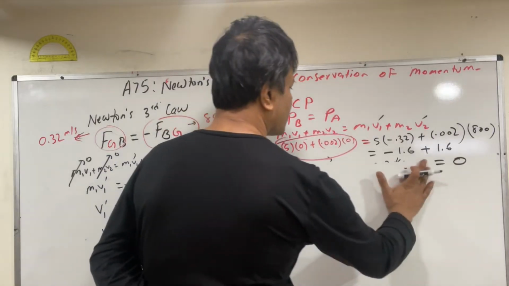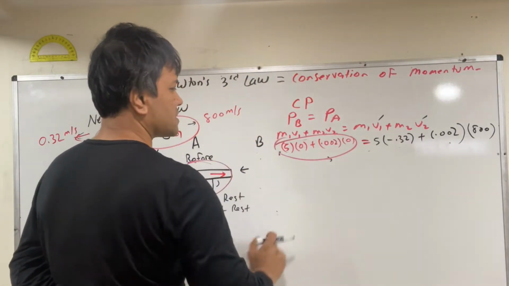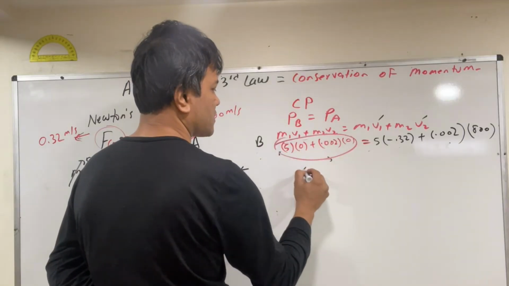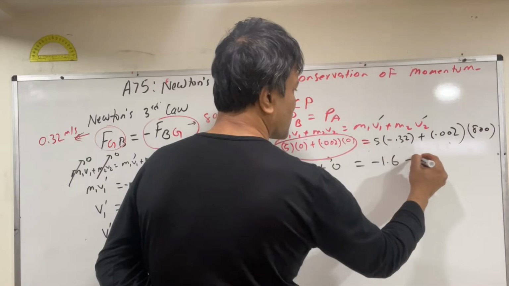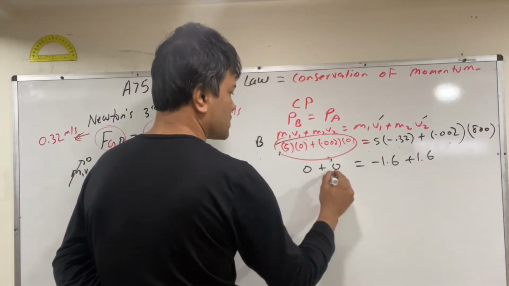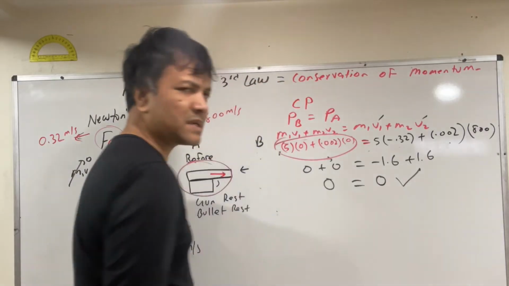So what do you get? You get, 0.5 times 0 is 0, plus 0 is equal to, this is negative 1.6, this is positive 1.6. So 0 plus 0 is 0, this plus this is 0. So yeah, momentum is conserved.